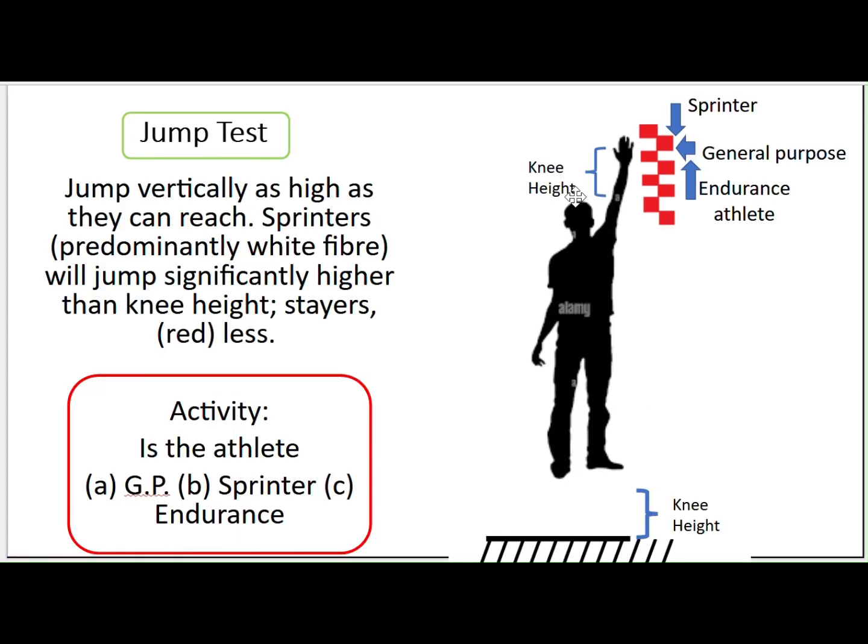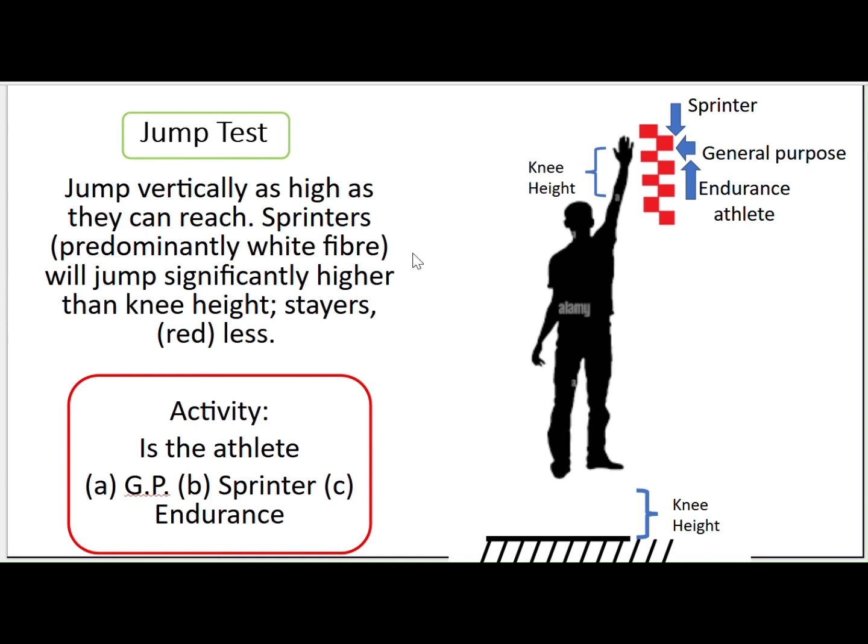Right, next slide. The jump test. What you do is you jump vertically as high as you can reach. Now, the reason we put the measuring board up here is if you jump and you're measuring from the ground, there's a temptation to bend at the hips and the knees to try to get your toes up as high as you can, and that'll give you a false reading. So this is why we measure from the tops of the fingers.